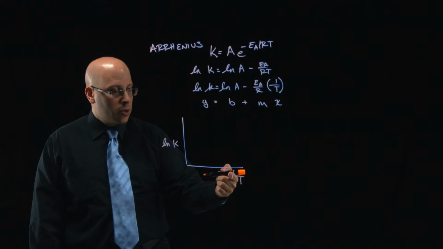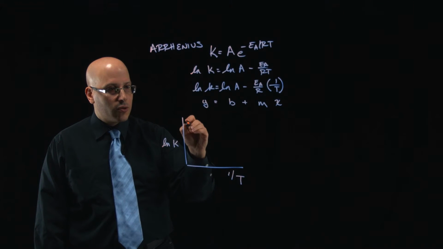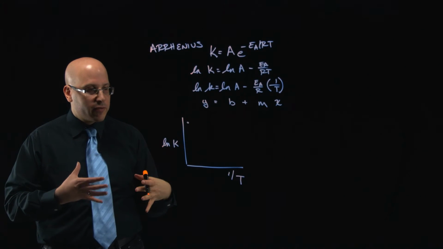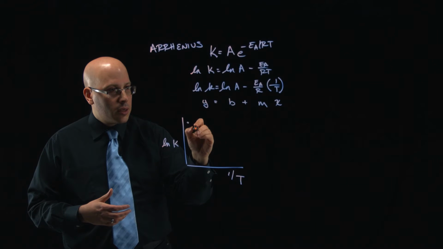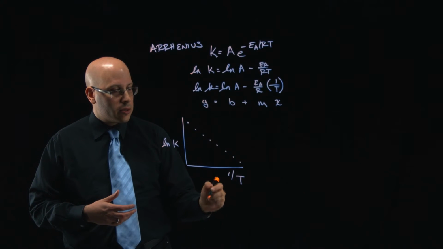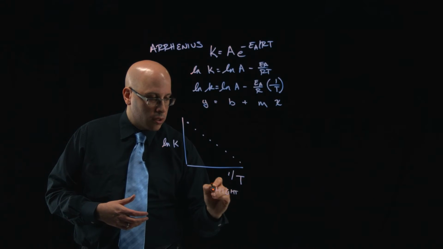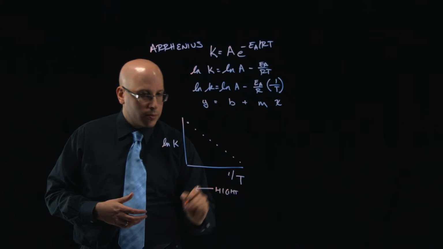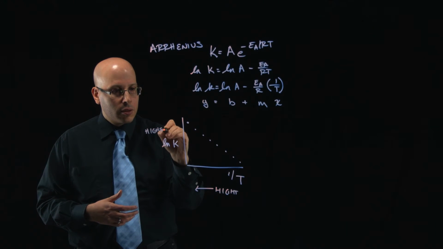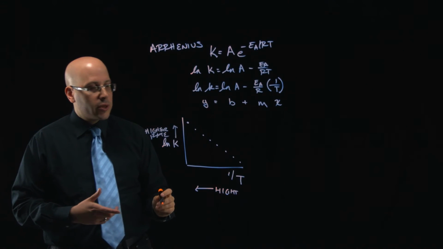So remember, if 1 over T is really small, like over here, it means that the temperature is very high. And so the rate is going to be pretty high, because usually at higher temperatures, reactions happen faster and faster. And then as I go to lower temperatures, the rate gets smaller and smaller, right? So higher temperature is this way, and higher rate is this way. So I get a bunch of points.